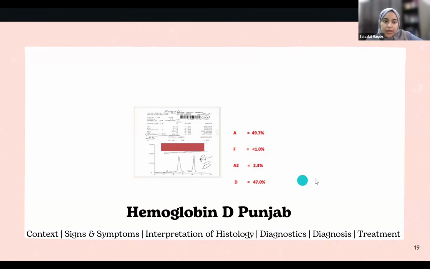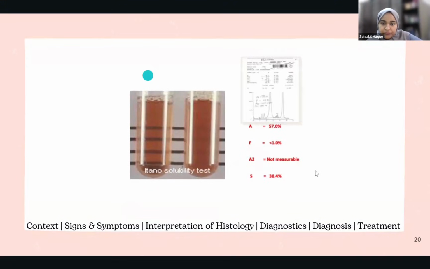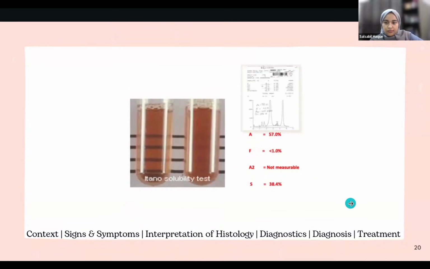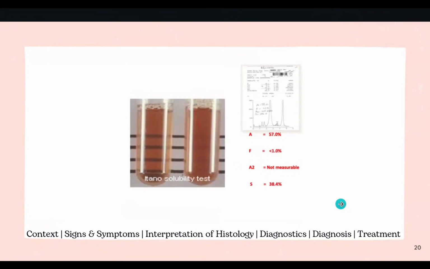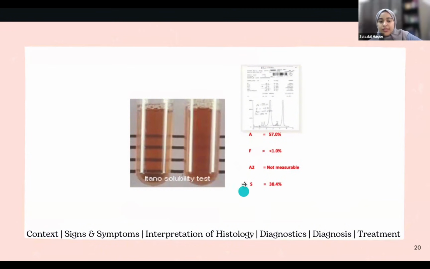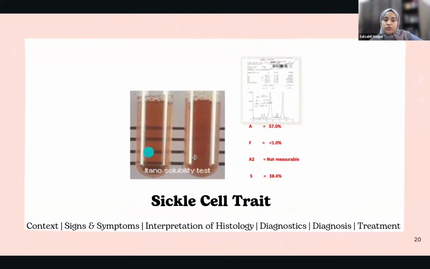Now can anyone tell me what is the problem here? Sickle cell. Yes, so sickle cell trait. How do we know it's trait? Here, as you can see, hemoglobin S is low, lower than hemoglobin A. So the majority of it is still normal hemoglobin, but some of it is sickled. So this is sickle cell trait. The patient might present with hematuria or mild symptoms of anemia, but usually they're asymptomatic.